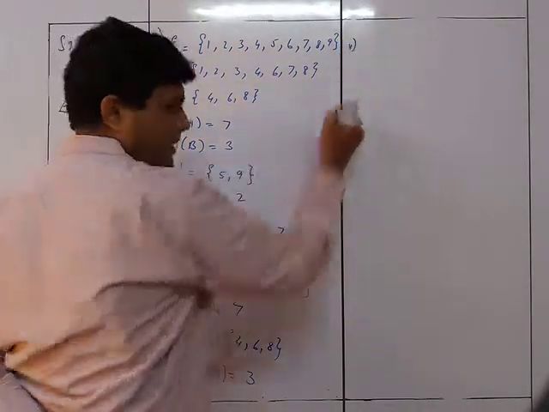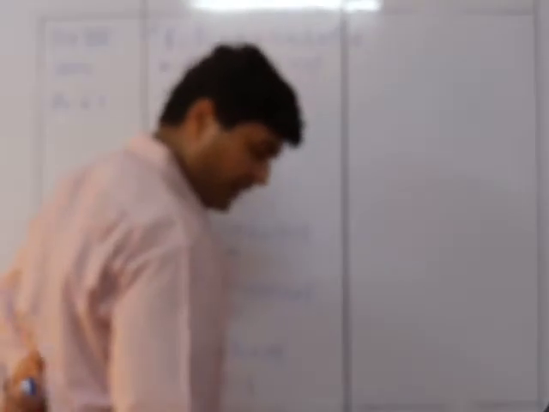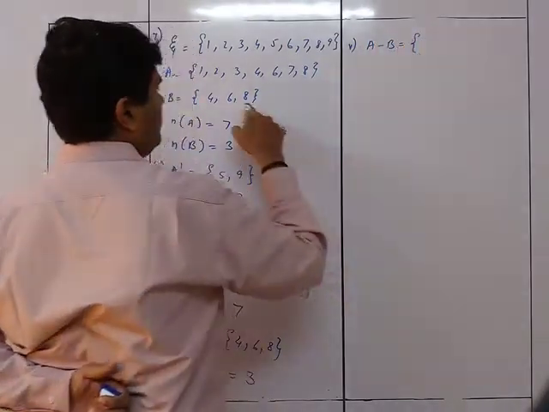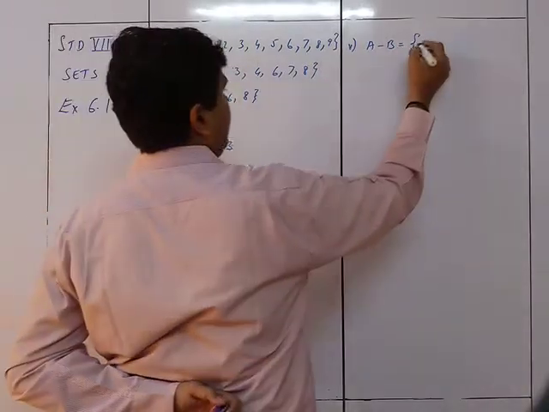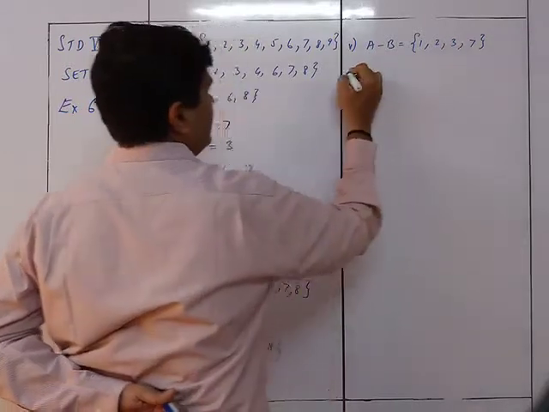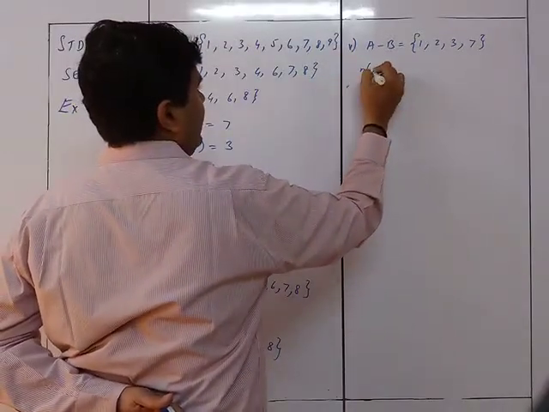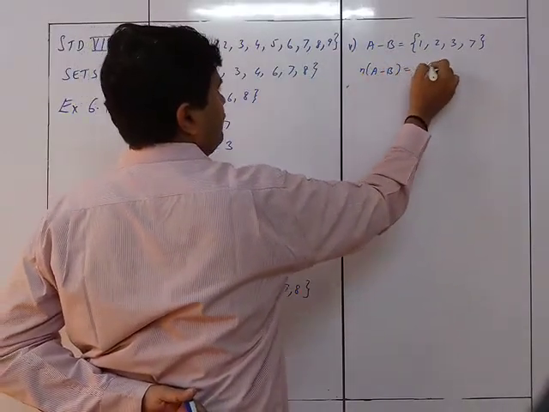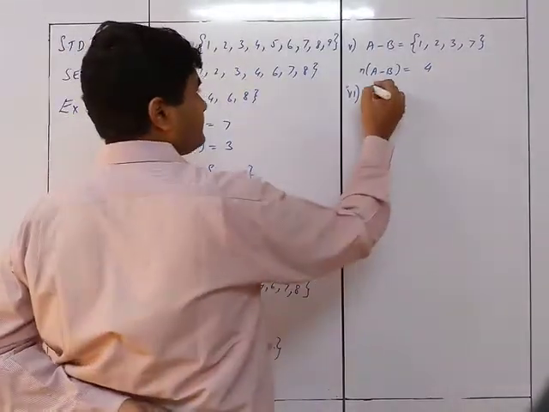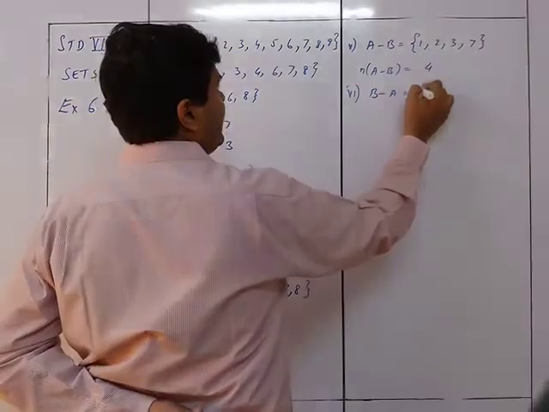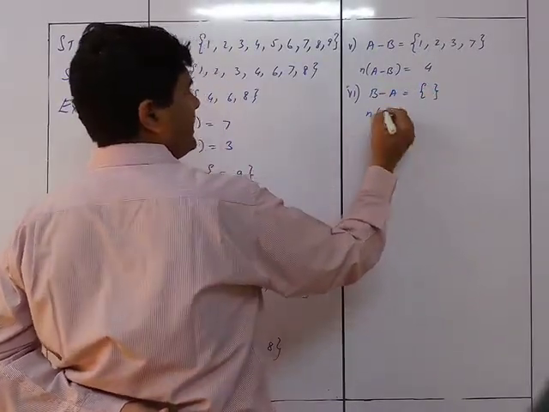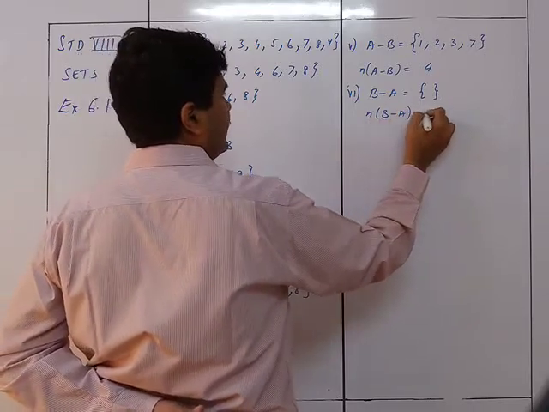We move to the fifth one, A minus B. A minus B is what is there in A but not in B: 1, 2, 3 and 7. So n(A minus B) is equal to 4. Sixth one, B minus A, will be a null set because all the things which are there in B are present in A. So B minus A is equal to null set, and n is 0.